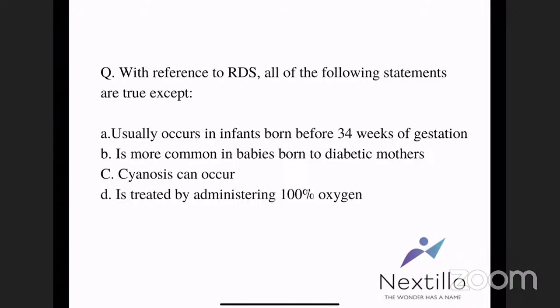Any questions? Any answers? Repeat the question again. With reference to respiratory distress syndrome, all of the following statements are true except; we have to find out which is a false statement. Usually occurs in infants born before 34 weeks of gestation, more common in babies born to diabetic mothers, C, cyanosis can occur, and D, it is treated by administering 100% oxygen. So, which of the following is false? We'll wait for a few more minutes to get responses from the audience.